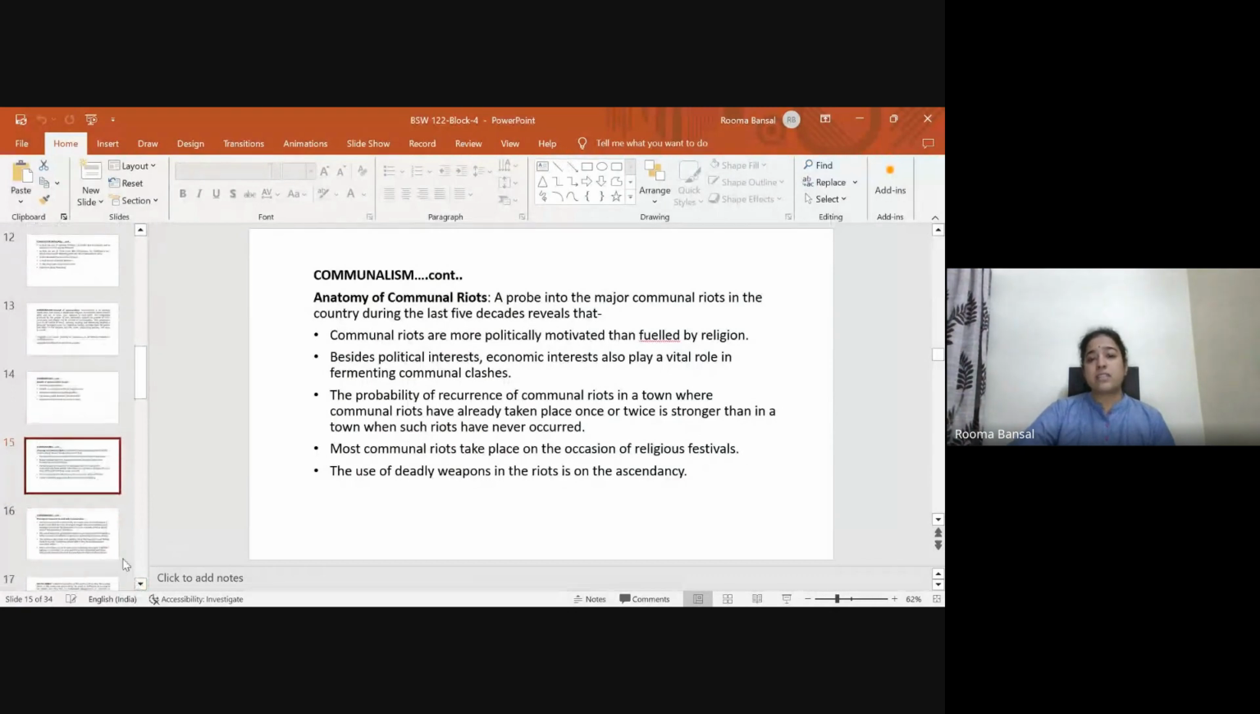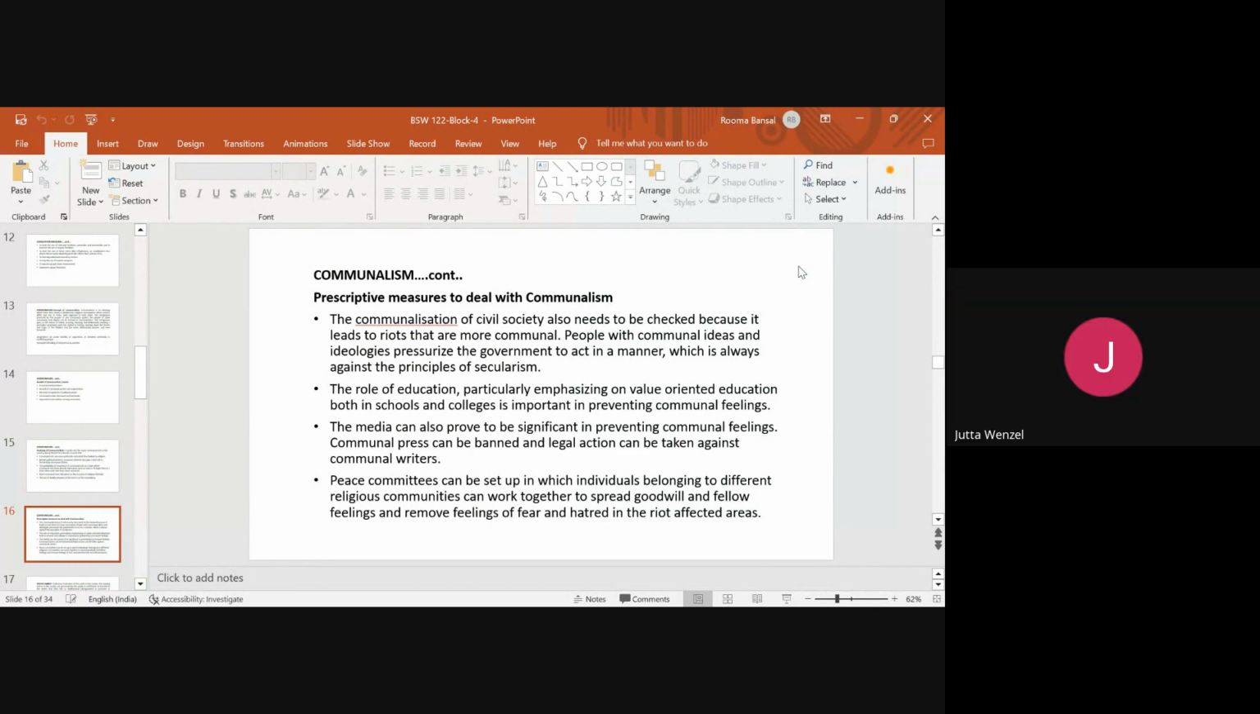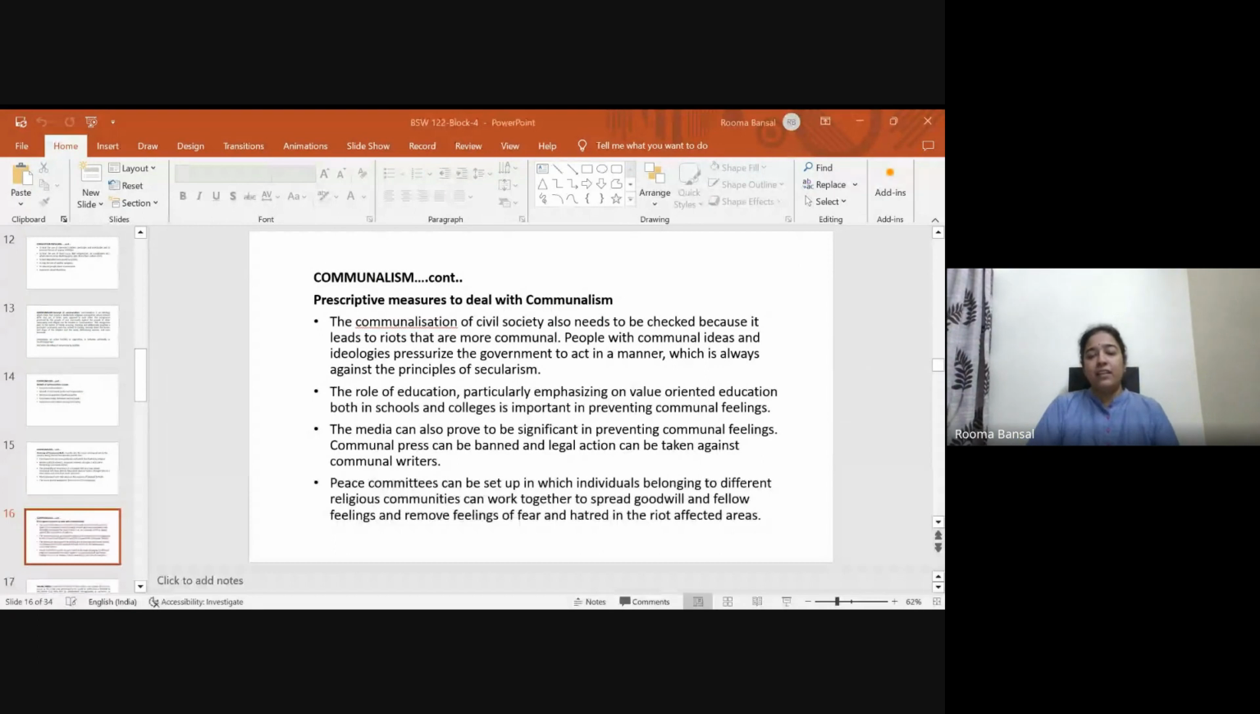People use these kind of weapons at the time of riots. Now, you people are understanding what I'm saying about communal rights? No, not really. Communal rights means fighting between two religious groups, two religious communities.